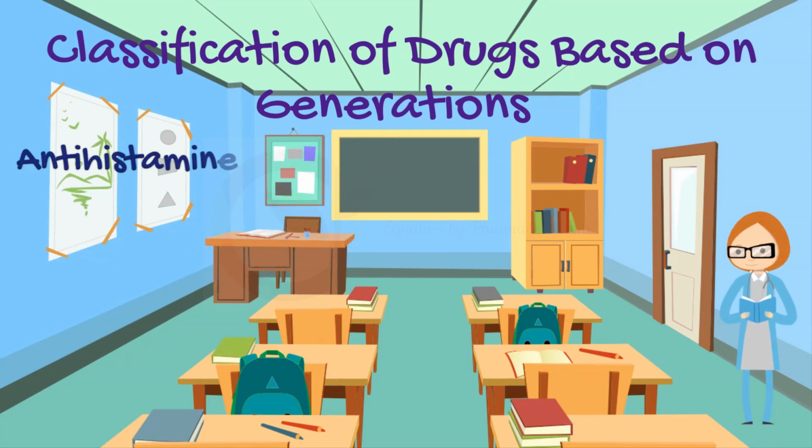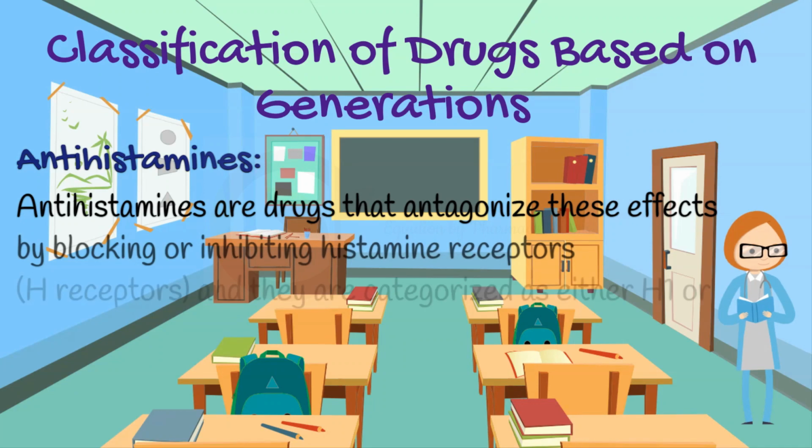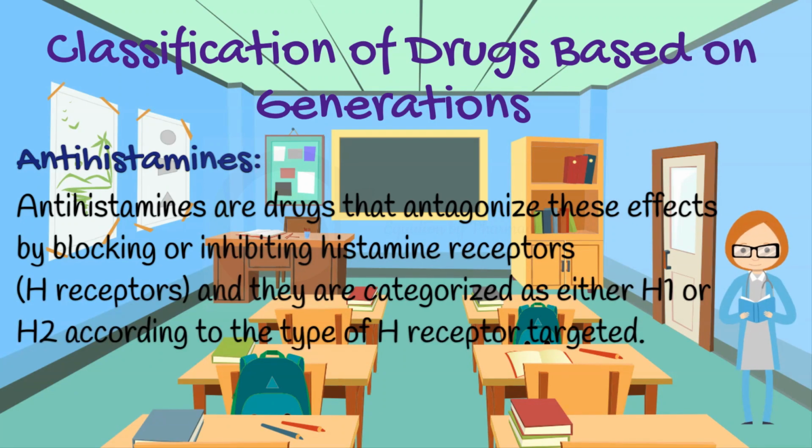Following are antihistamines. Histamine is a biologically active substance that potentiates the inflammatory and immune responses of the body, regulates physiological function in the gut, and acts as a neurotransmitter. Antihistamines are drugs that antagonize these effects by blocking or inhibiting histamine receptors or H receptors, and they are categorized as either H1 or H2, according to the type of H receptor targeted.